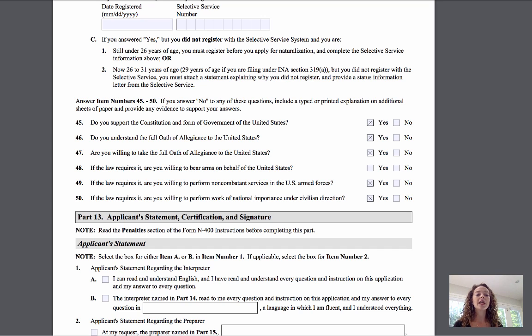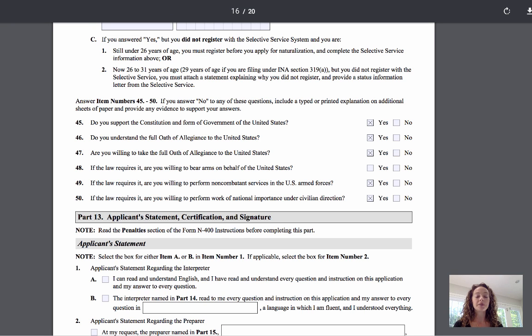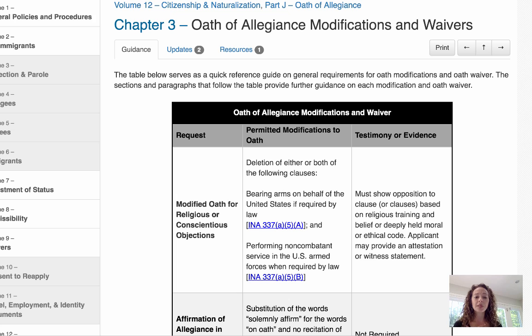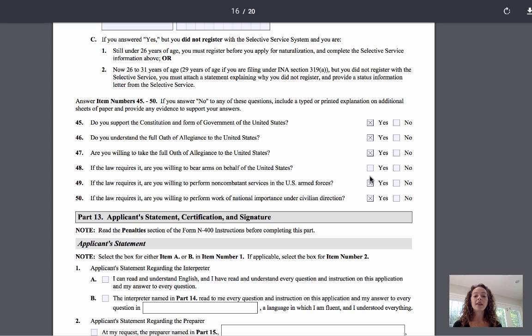Okay, this one gets a little tricky. Most people just answer yes. However, if you want to have an exemption for religious purposes or conscientious objections to bearing arms on behalf of the United States, you can go ahead and check that box, but then you must show opposition to the clause based on religious training and belief or deeply held moral or ethical code. Okay, you're going to have to submit paperwork and evidence to say that you're checking no to number 48 there.